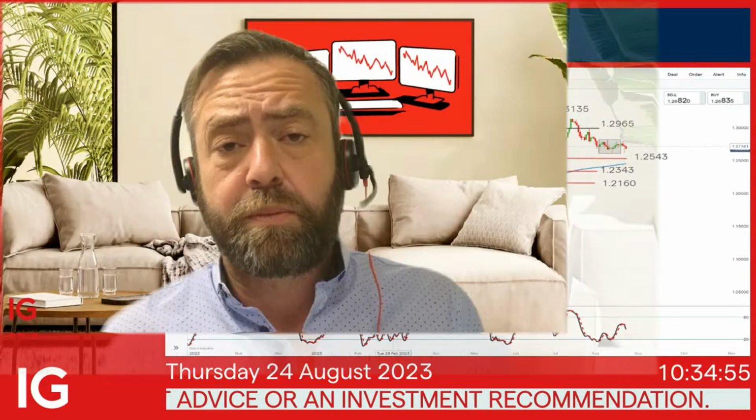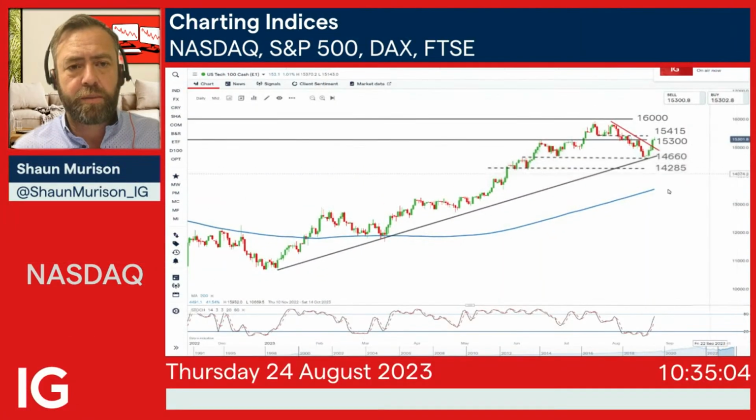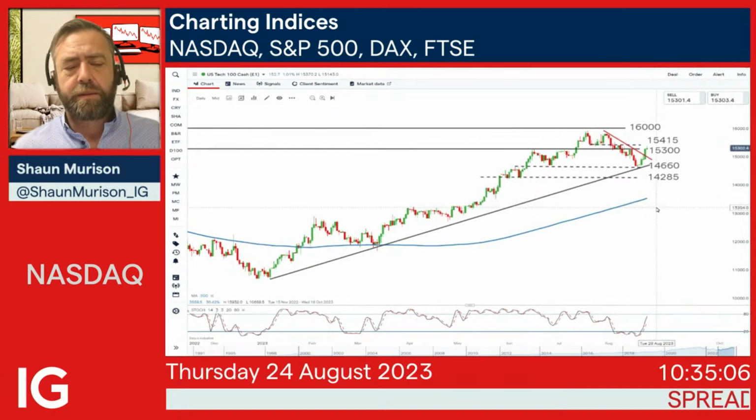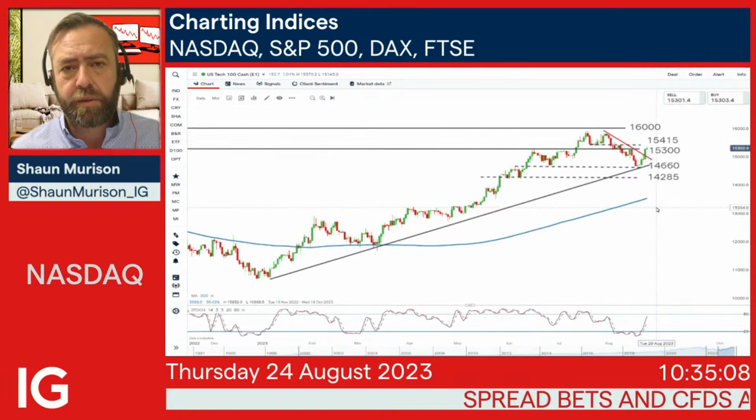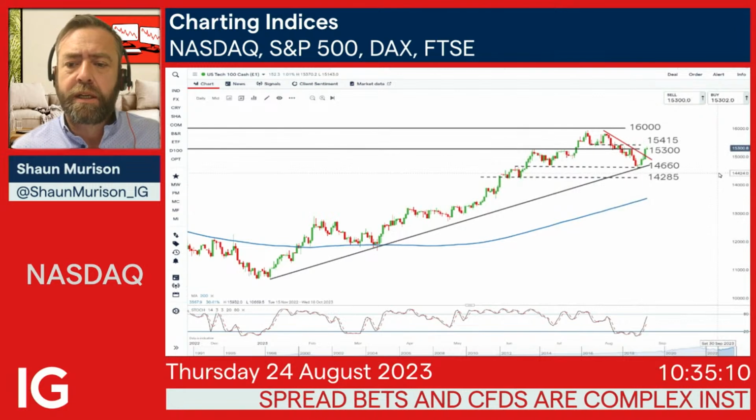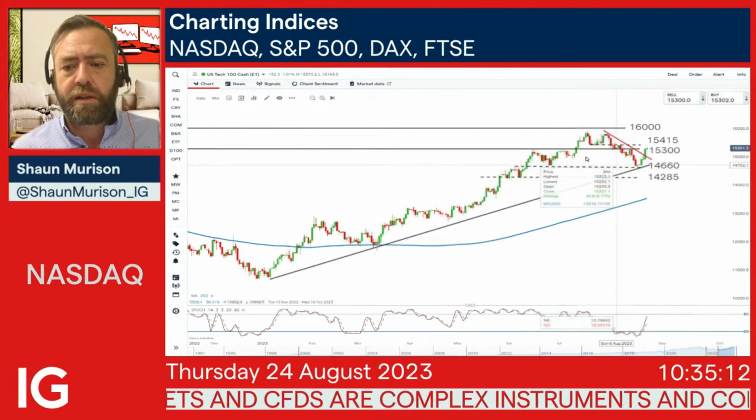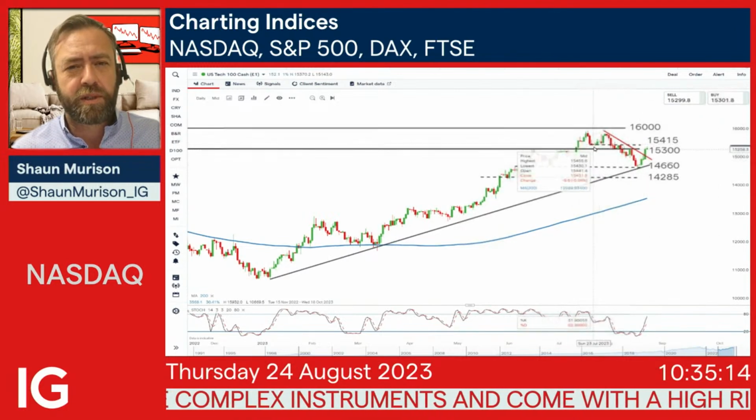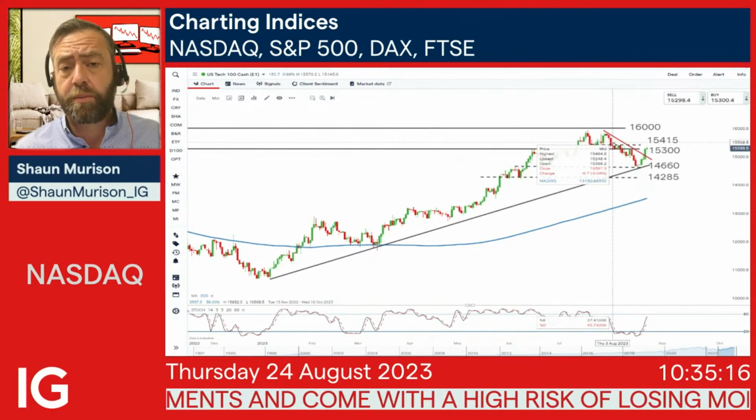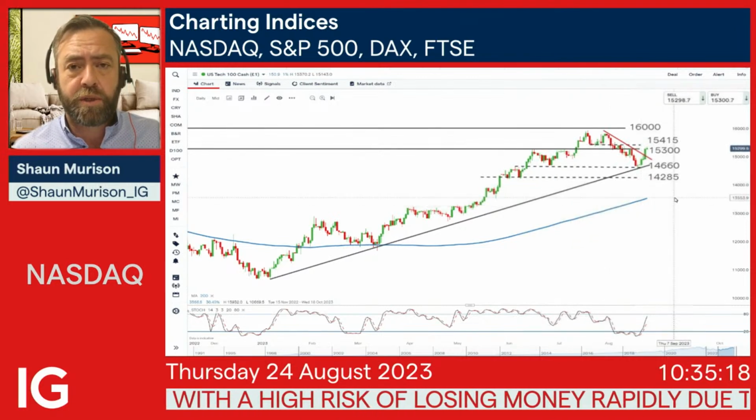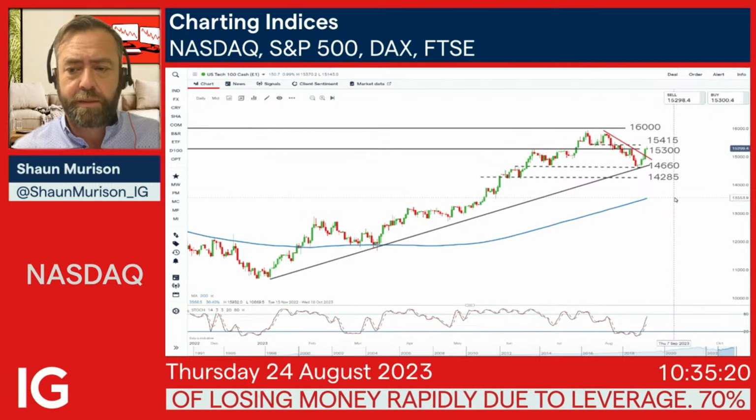Looking at some indices now, starting off with US Tech. Tech is where it's all been at this year. NASDAQ has been the outperforming sector, the benchmark equity index this year globally. But we've had that short-term decline, and we have talked about that double top, which was a suggestion that we're going to have a bit of short-term correction or pullback of that longer-term uptrend, which is still firmly in place.